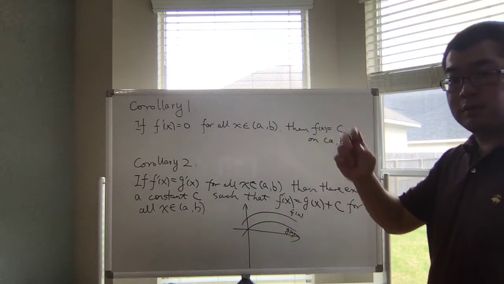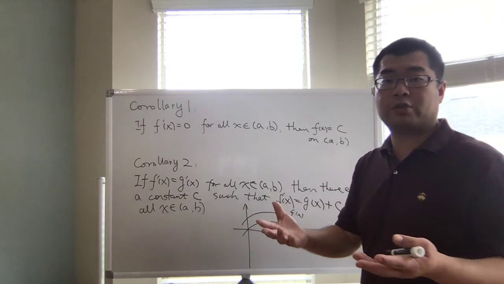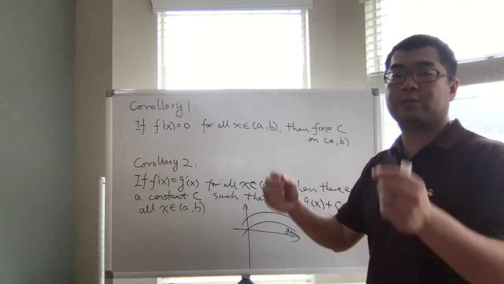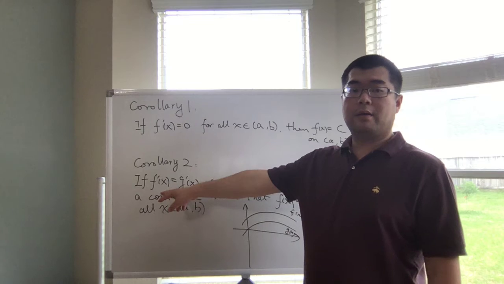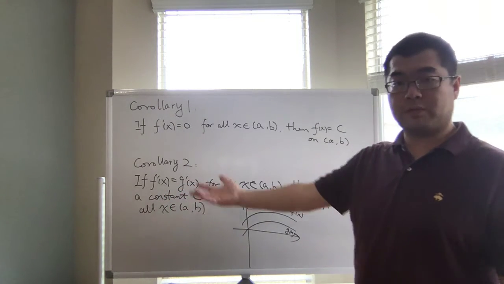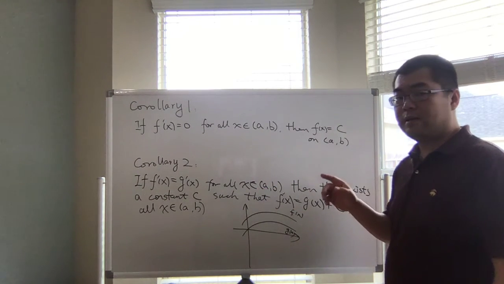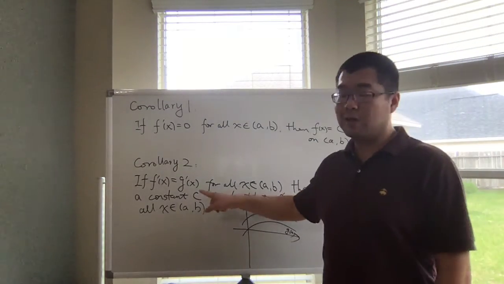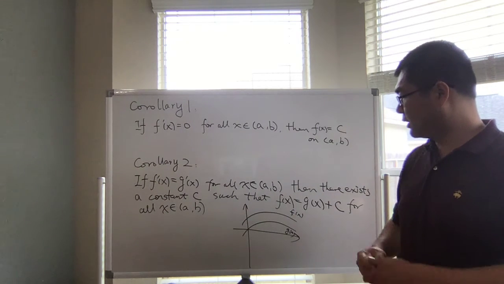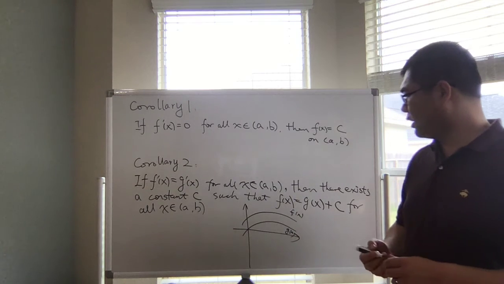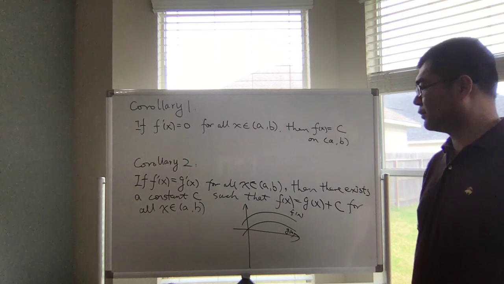Okay. Second, corollary 2. If we have two functions, f(x), g(x), again continuous on the closed interval, differentiable inside on the open interval, and meanwhile, if f prime equals g prime, the derivatives are the same for all the x on the open interval, then there exists a constant c such that f(x), this is not the derivative, okay guys, f(x) equals g(x) plus c for all the x belonging to the open interval from a to b.